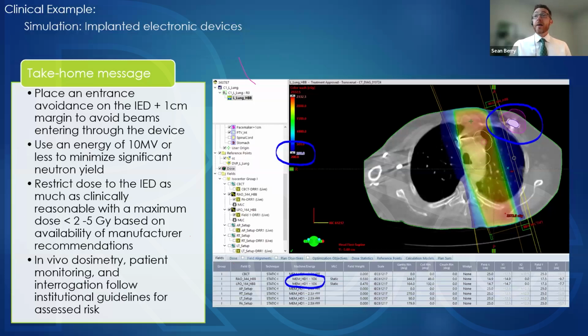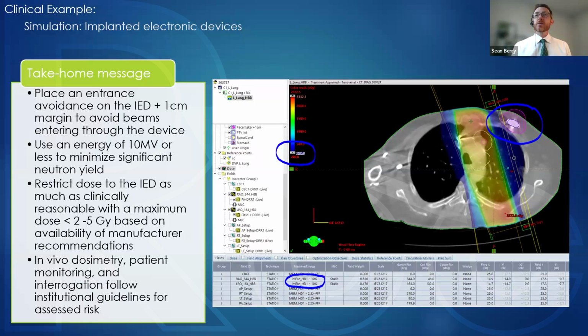Neutrons are especially damaging to the electronics, so you want to use energies that are non-neutron producing. So most of the time 6x or anything less than 10x. You need to follow the manufacturer's recommendations for cumulative dose to the pacemaker. So again, if the patient's had multiple treatments, the pacemaker is not like body tissue. There's no healing happening, so you need to pay attention to the cumulative dose to that device. It's usually between 2 and 5 gray.